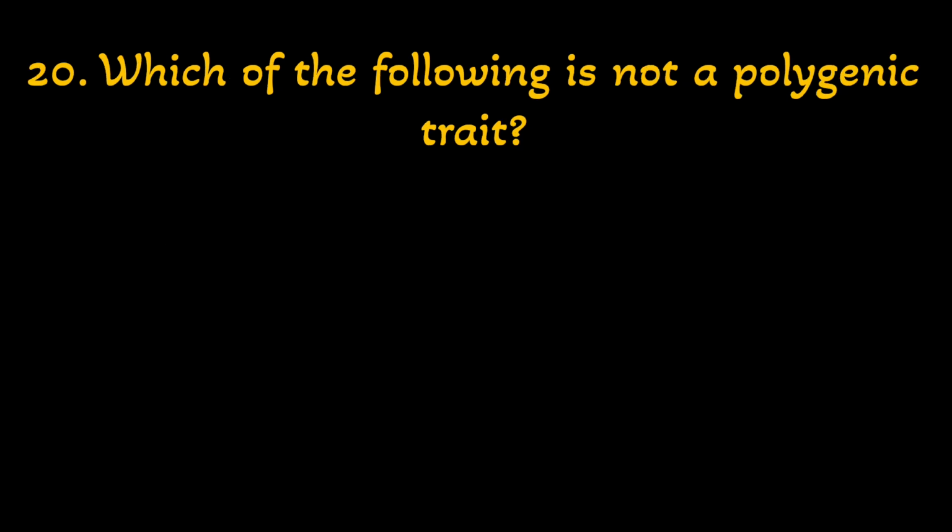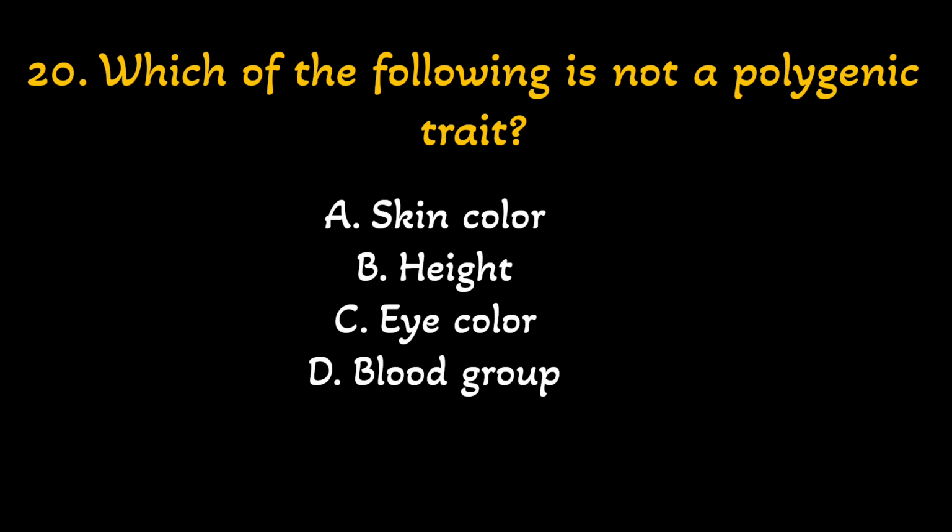Now the last question, which of the following is not a polygenic trait, student? We have to see the four options and tell which among them is not a polygenic trait. So now let's see what the options are. The options are A, skin color, B, height, C, eye color, and option D is blood group. So student, what's the correct option for this question? The correct answer is option D, that is the blood group.